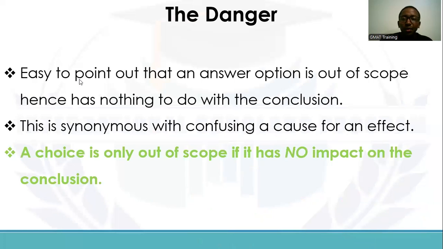So the danger of, again, using out of scope to eliminate is it's easy to point out that an answer option is out of scope, hence has nothing to do with the conclusion. So if, say, you see information that doesn't seem related to our premise, it's very easy to say that it's out of scope. But as we are saying, this is synonymous with confusing a cause for an effect, or vice versa, confusing an effect for a cause. So a choice is only out of scope if it has no impact on the conclusion.